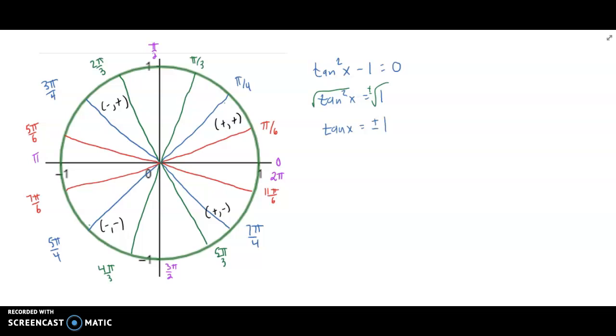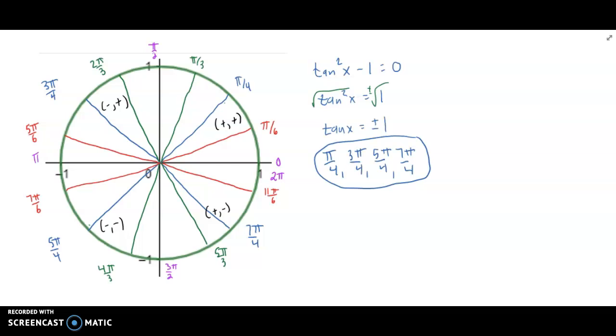So now I want to know where tangent is equal to either positive 1 or negative 1. And good news is it's in every single quadrant. Pi over 4, 3 pi over 4, 5 pi over 4, all my pi over 4s, and 7 pi over 4. Now if I were to factor this, I would have the tangent of x minus 1 and the tangent of x plus 1 equals 0, set those equal to 0 and solve, and I'd end up with the same solution. So my process is not really going to change.